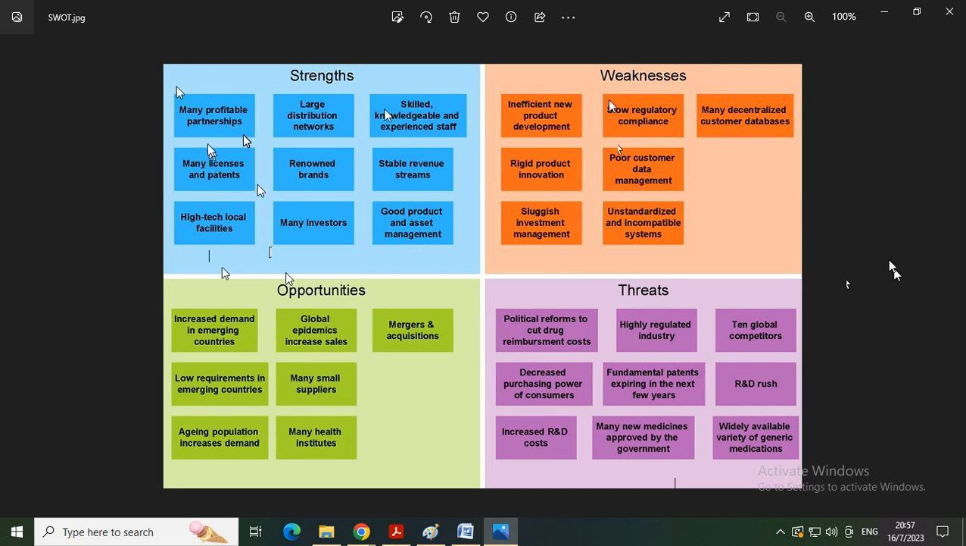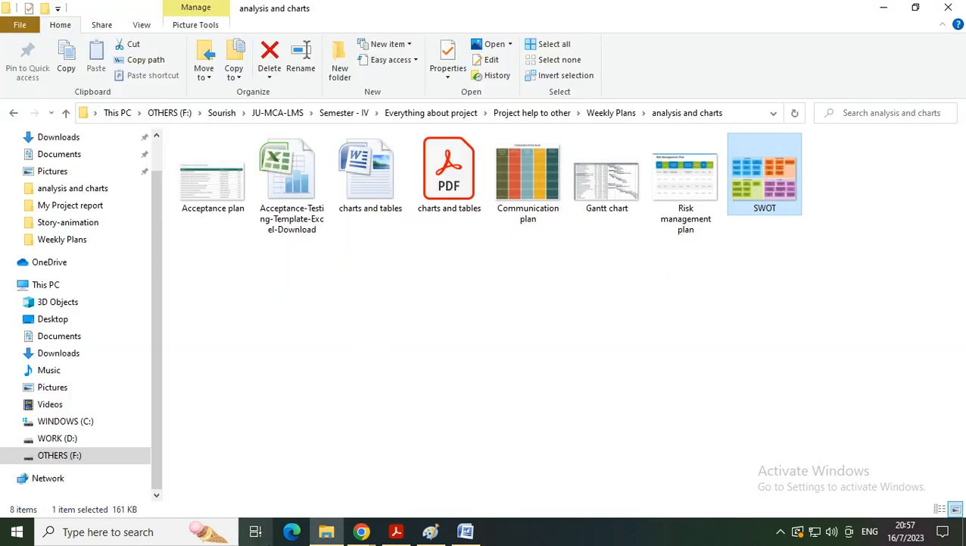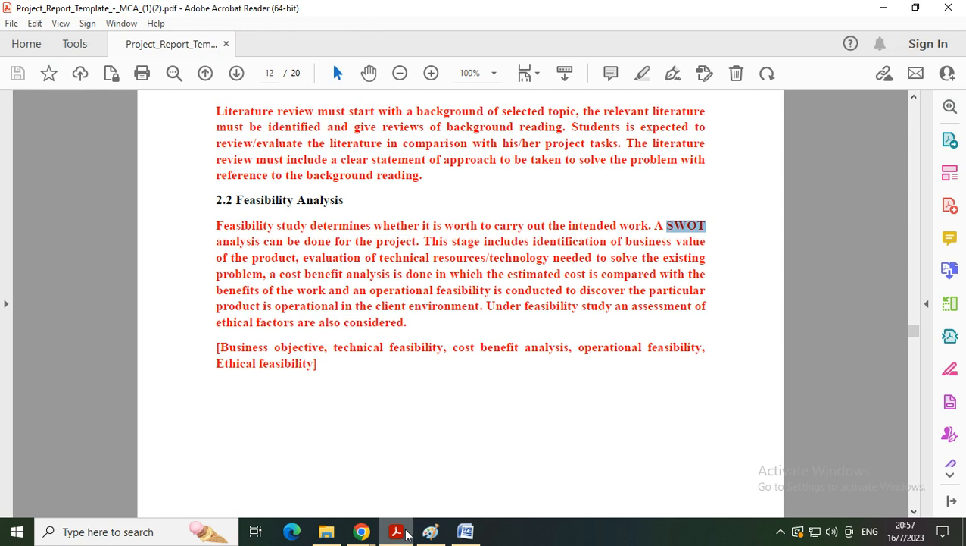From this image you can also take a few. Highly regulated. See here, if you find something suitable which matches your project, then you can take it from here also. I have already supplied these charts in the group. So what is next?